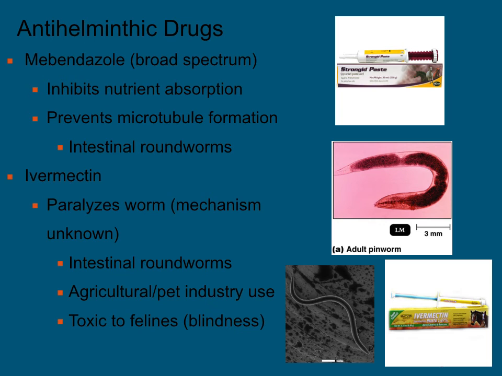Then there's ivermectin. Ivermectin also is very effective against intestinal roundworms, and it's probably a more common deworming method used in agriculture, but not so much in pets. Ivermectin is used more in cattle and horses, and it cannot be given to cats. It is toxic to felines. It will cause blindness. The complete mechanism of action of ivermectin is not completely known.